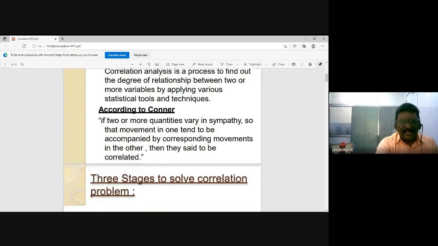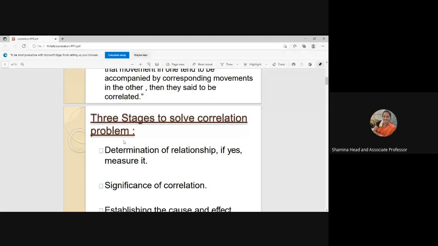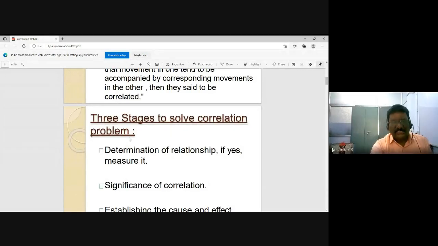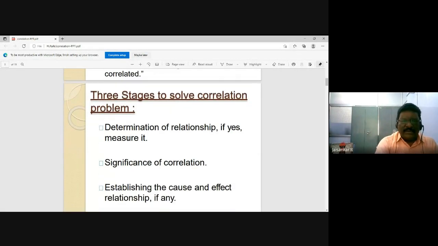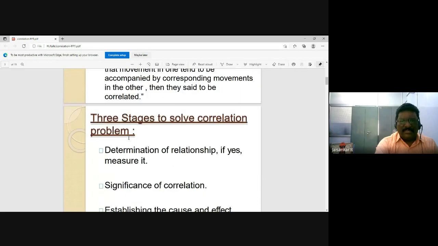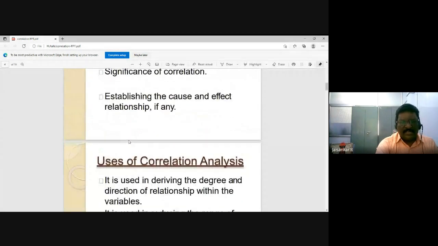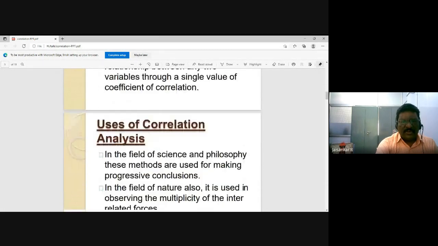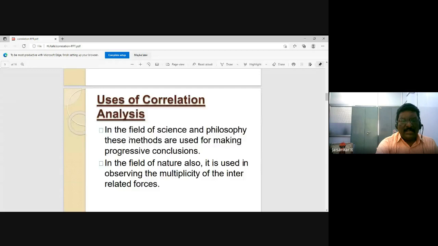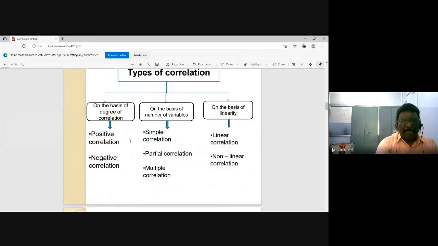Yes, no problem, sir. So, how to determine the relationship between two variables? The strength of relationship, the degree of relationship between two or more variables. So, how to determine those things? It is possible by making use of one methodology. All these things are here.